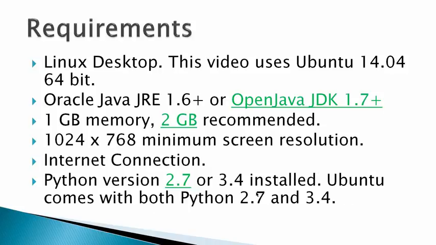Requirements: in my case, it's a Linux desktop. This video uses Ubuntu 14.04. Oracle Java JRE Runtime Environment 1.6 Plus or Open Java 1.7 Plus. This video is making a demonstration with Open Java 1.7. 1 GB of memory is required, 2 GB is recommended. 1024 by 768 minimum screen resolution, an internet connection, and Python version 2.7 or 3.4. In my case, I've got both installed, but the video is showing the 2.7 version.